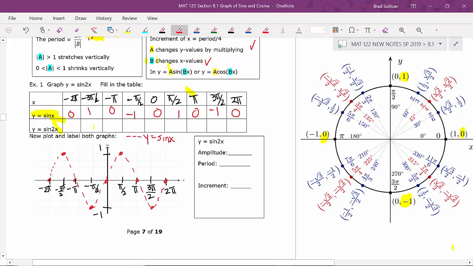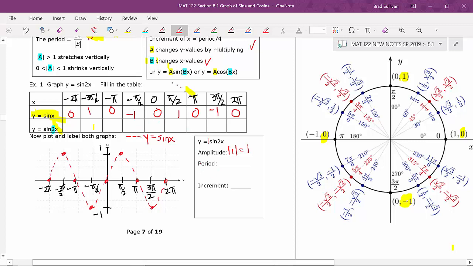So what we're learning is what happens when the period changes. On this one, that 2 is causing the period to change. So we're going to fill this stuff out here. First of all, the amplitude of y equals sine x, of course, is 1. That's why we made the y go from negative 1 to 1.